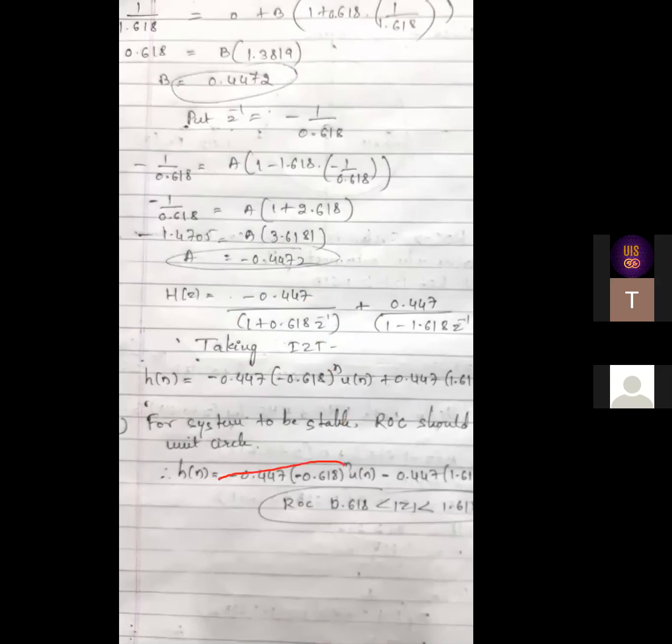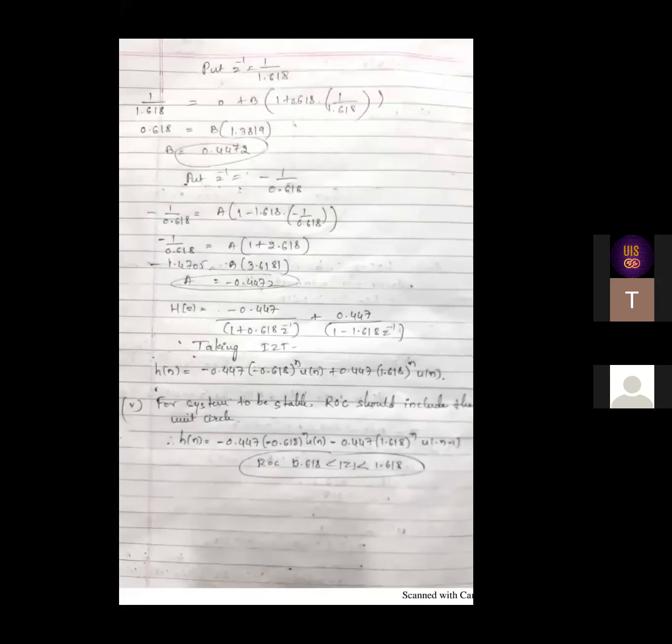Then second, 0.447 as it is, 1 by 1 minus alpha z inverse. Alpha is 1.618. This is your h of n.